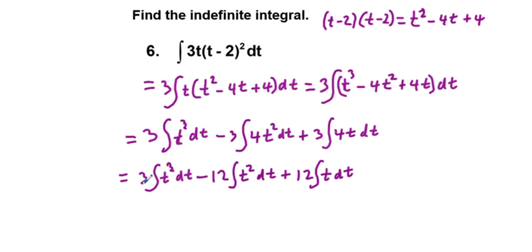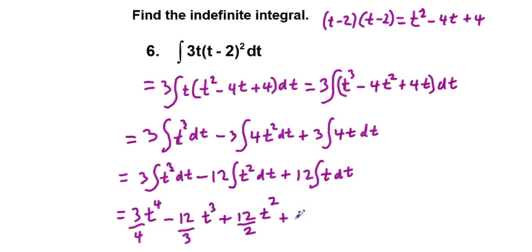So now we should be ready to integrate. So the next line we have 3, t cubed raised by 1 is going to be t to the power 4, and we divide by 4, minus 12, we have t squared becomes t cubed, because 2 plus 1 is 3, and we're dividing by the power we bumped up to, which is 3, and then we have plus 12, we have t to the first power, and 1 plus 1 will be squared, so we divide by 2, and now having integrated, we have our constant of integration c.